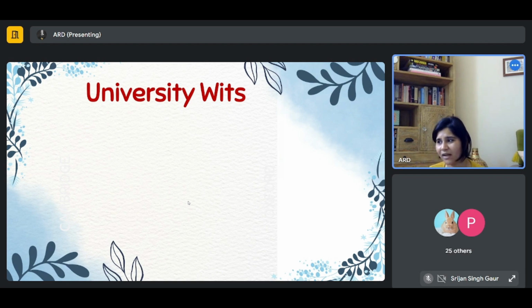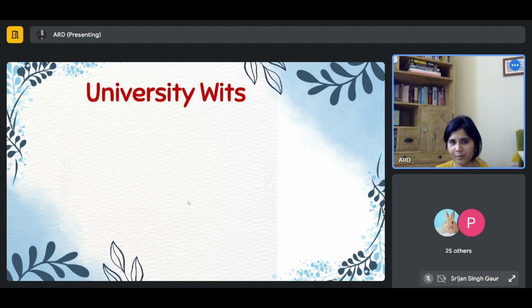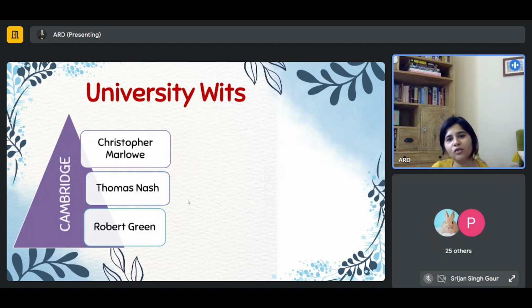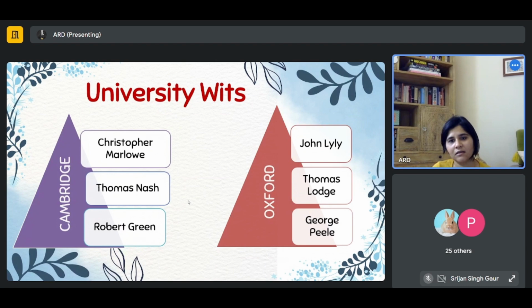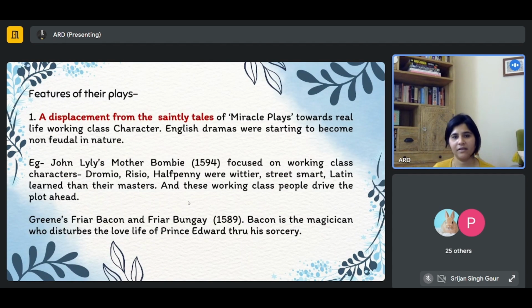Is it Christopher Marlowe? Yes, Christopher Marlowe. Then Robert Greene. Okay. Thomas Nash. Yes. So they went to Cambridge, the three of them. And Oxford? John Lilly, George Peele, and Thomas Lodge. Yes. And who did not go to either of the universities? Thomas Kyde. Yes, Thomas Kyde. So this we have covered.